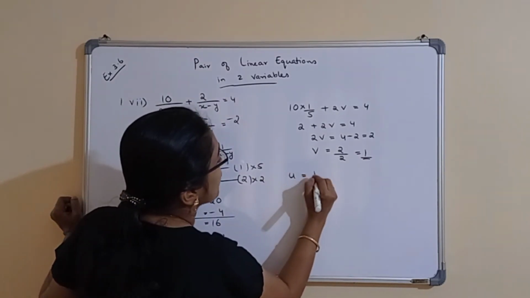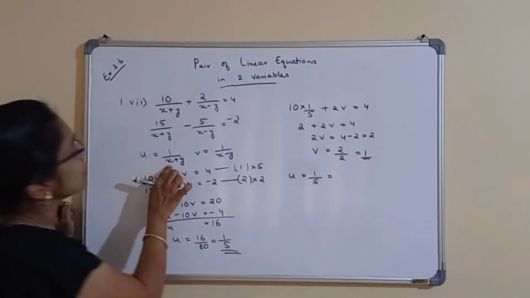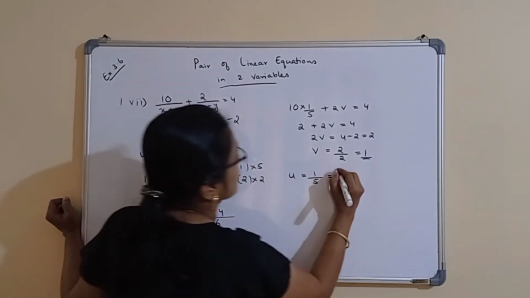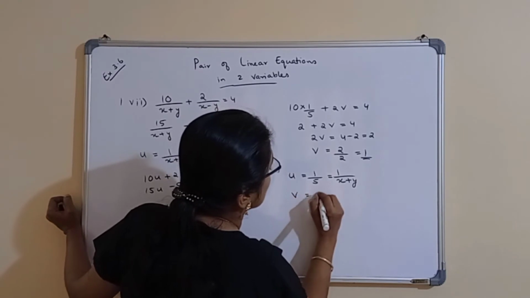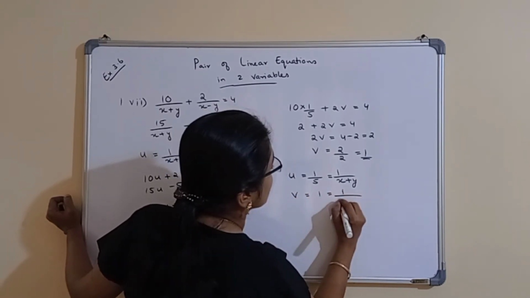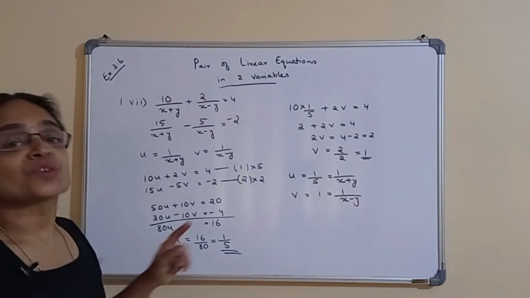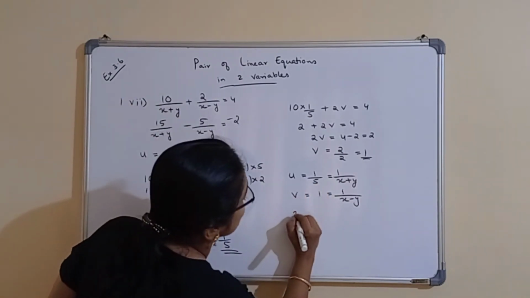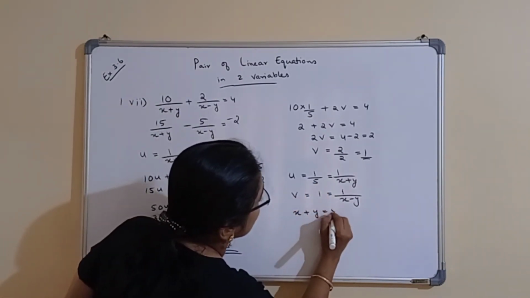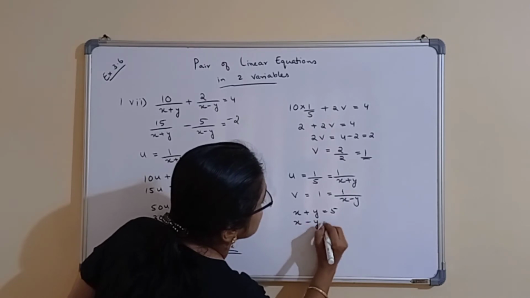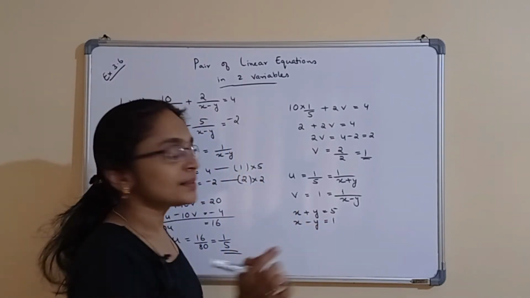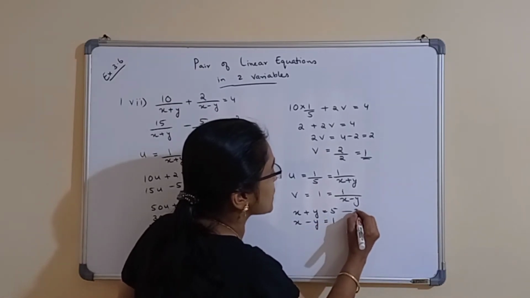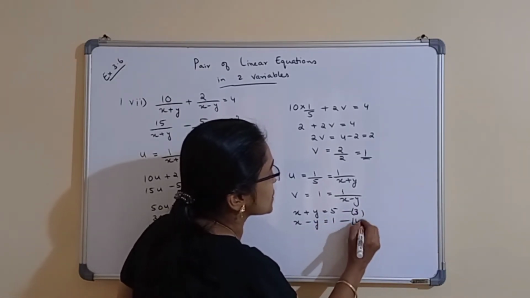u is equal to 1 by 5, which is equal to 1 by x plus y, and v is equal to 1, which is equal to 1 by x minus y. So what is x plus y? x plus y is equal to 5 and x minus y is equal to 1. Now we have to solve this. We can solve this by elimination method. Let this be equation 3 and this be equation 4.